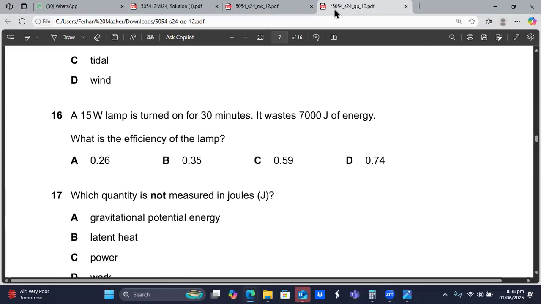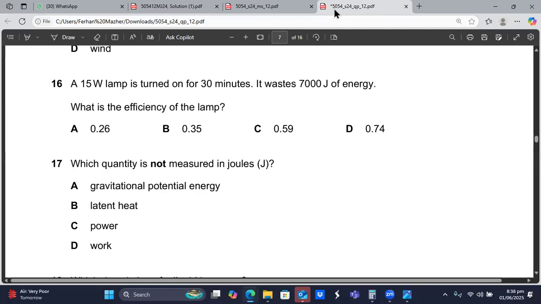Next question. Question number 16. A 15-watt lamp is turned on for 30 minutes. The power of the lamp is given, the time is given. It gives out 7,000 joule of useful energy. What is the efficiency of the lamp?